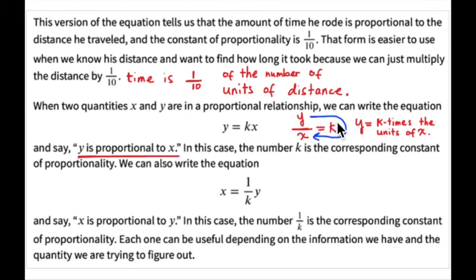So y is equal to k times x. If you divide y by x, that tells you how many of these k's of x you need to get to y. So y is equal to k times the units of x.